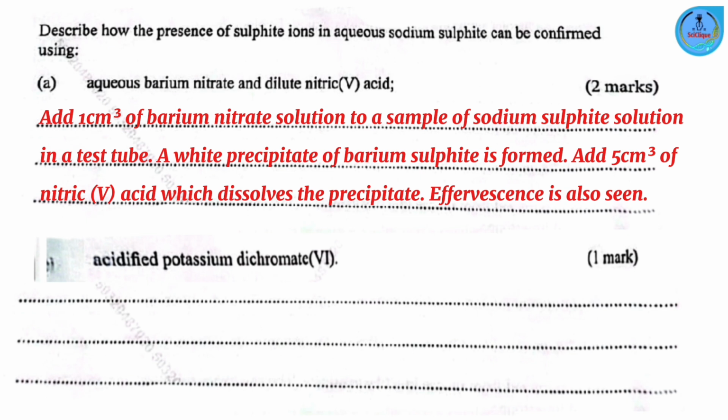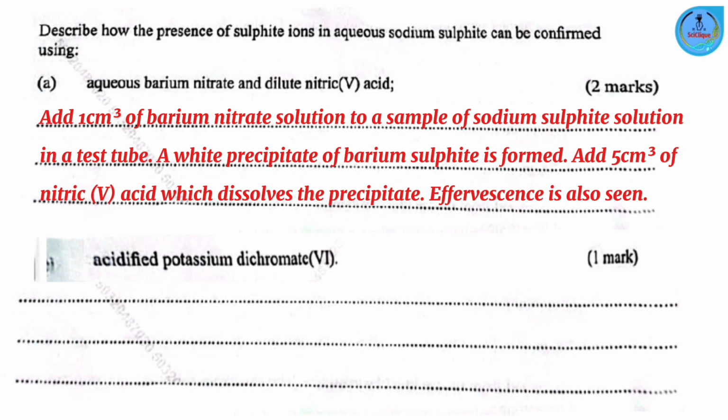Now, if you continue with the next step, which is addition of dilute nitric acid, you're going to find that the white precipitate dissolves. The reason why it dissolves is because the barium sulfite will react with nitric acid to form barium nitrate. And remember, all salts of nitrate are soluble. So it's going to form barium nitrate, which is a soluble salt, and that is the reason why you are going to find that the white precipitate dissolves.